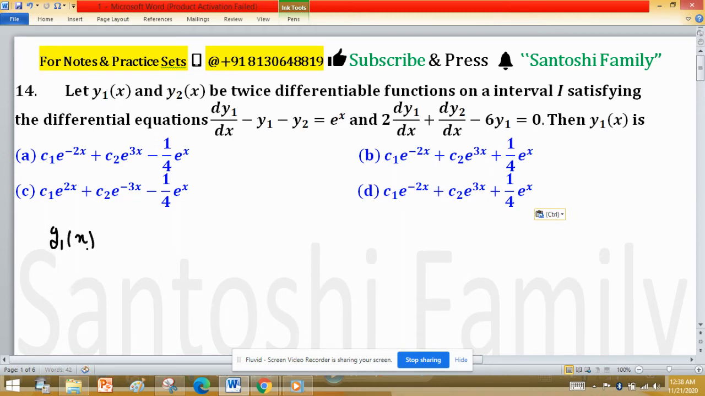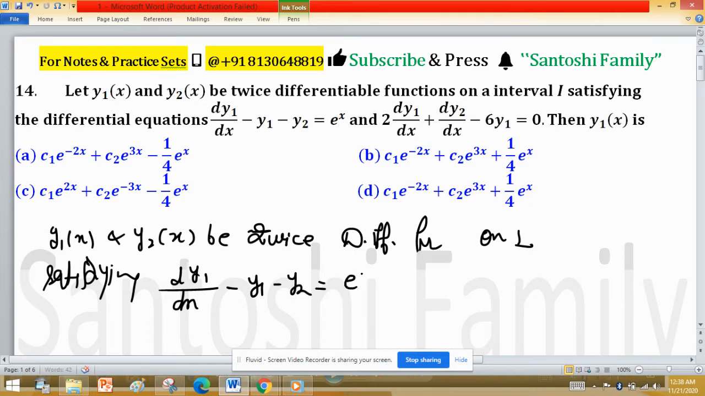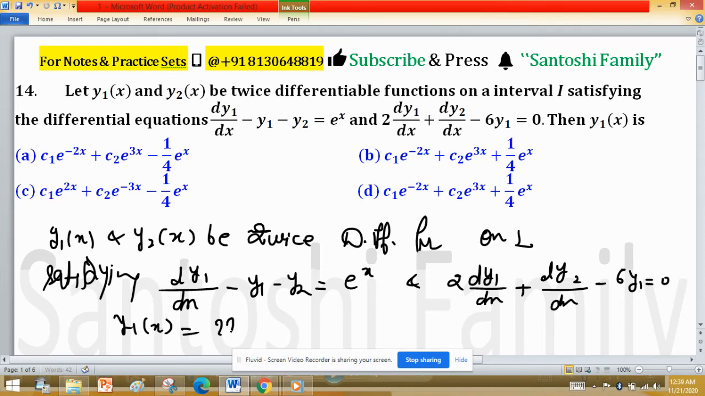As y1(x) and y2(x) are twice differentiable functions on I satisfying dy1/dx - y1 - y2 = e^x and 2 dy1/dx + dy2/dx - 6y1 = 0, these are two differential equations, and we have to find y1(x).